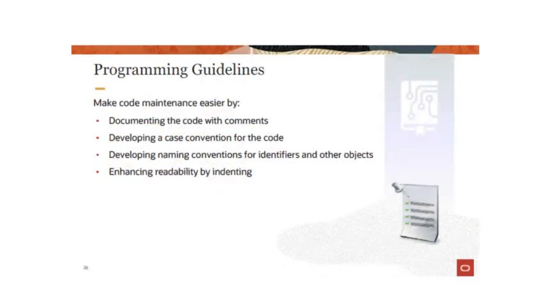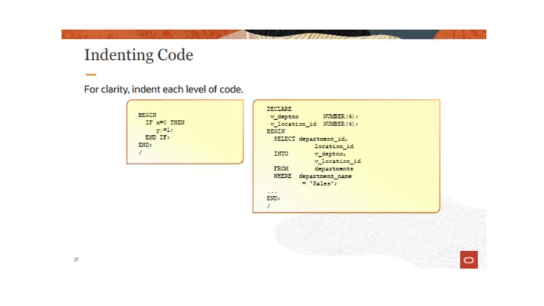Follow the programming guidelines shown in the slide when developing a PL/SQL block to produce clear code and to ease maintenance of the code. For clarity and enhanced readability, indent each level of code. To show structure, you can divide lines by using carriage returns and you can indent lines by using spaces and tabs.